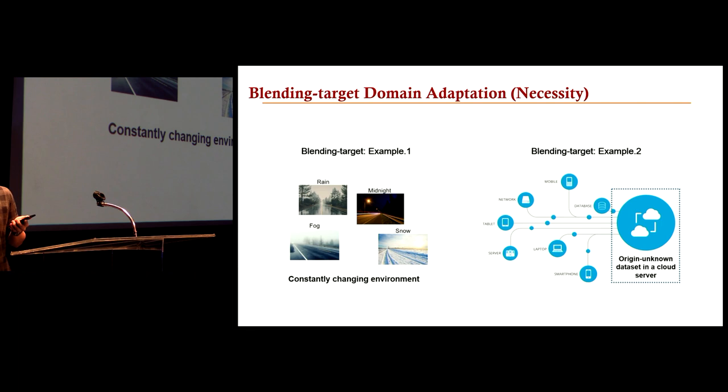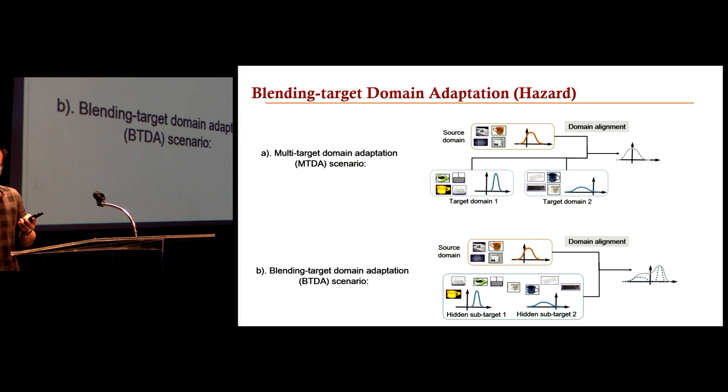Blending target domain adaptation indeed hampers the utility of many domain adaptation algorithms. As we show in figure A, when subtarget domains are explicitly given, we can train a model across the source and each target one-on-one to achieve good domain adaptation performance. But in figure B, when a target is composed of multiple hidden sub-targets, the gaps between them cannot be eliminated by ordinary adaptation algorithms, and may cause category mismatching and damage the model performance.